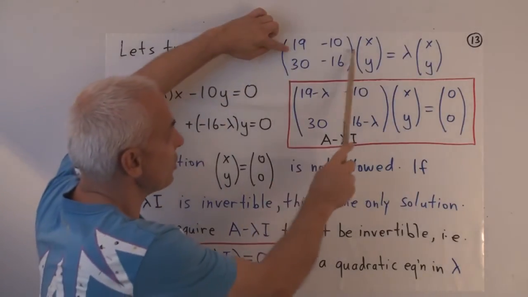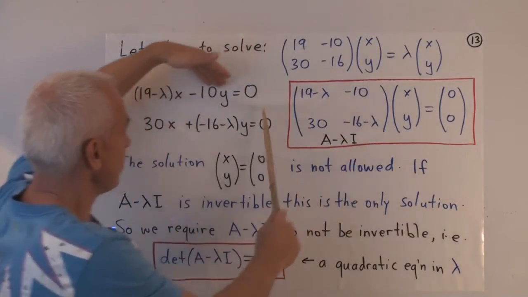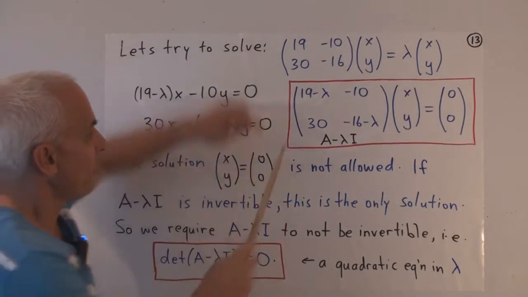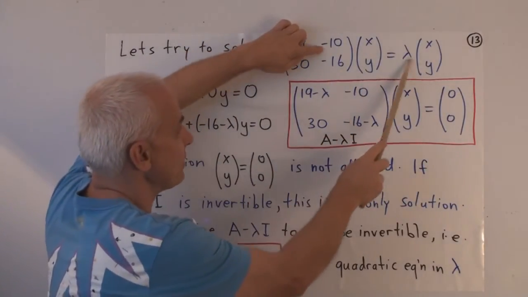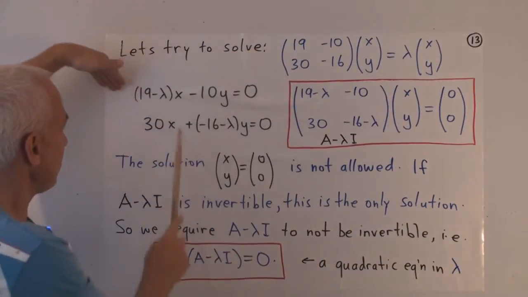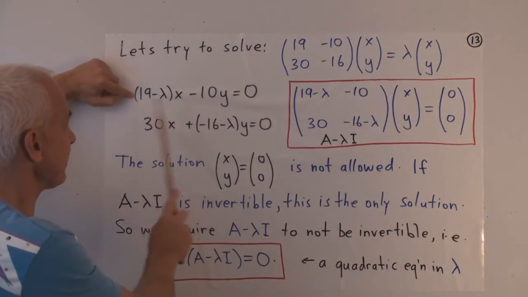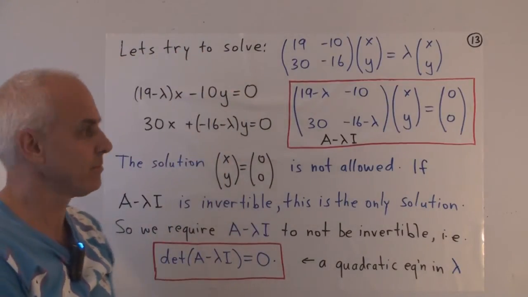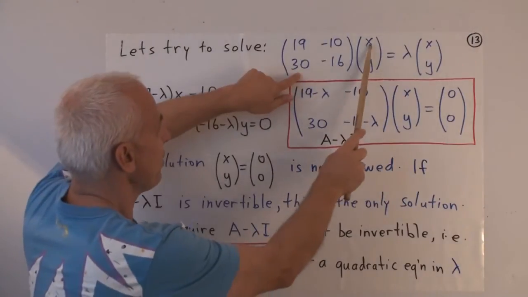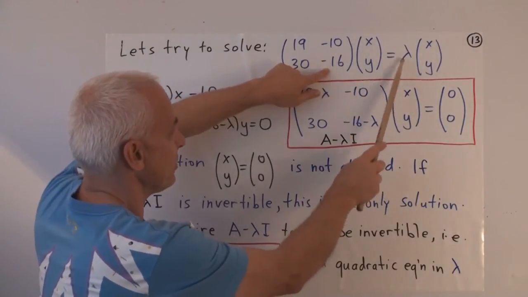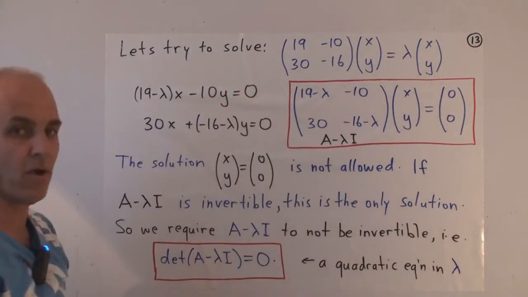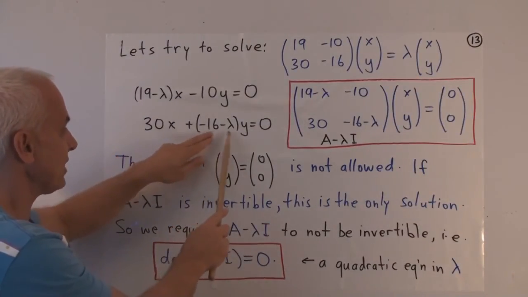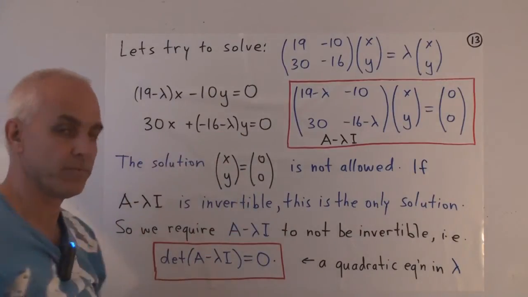Let's write out each of these equations. There are 2 of them, just to orient ourselves. And let's bring everything to one side. So the 19x minus 10y equals lambda x. We'll bring the lambda x to the other side so that it's 19 minus lambda x minus 10y equals 0. That's the first equation. And the second equation, which here reads 30x minus 16y equals lambda y, we'll bring the lambda y also to the other side. So that reads now 30x plus minus 16 minus lambda times y equals 0.